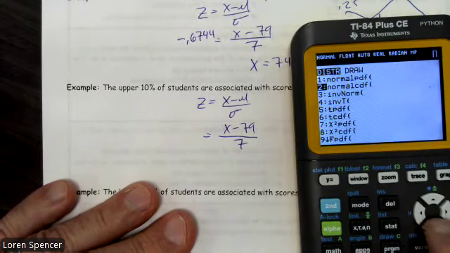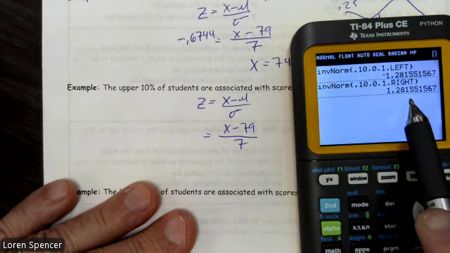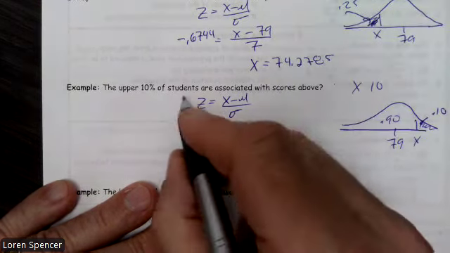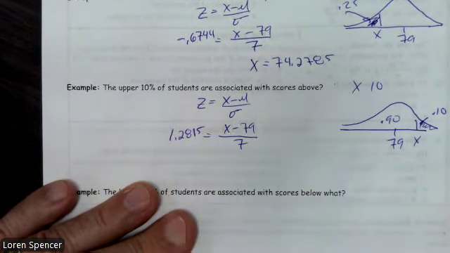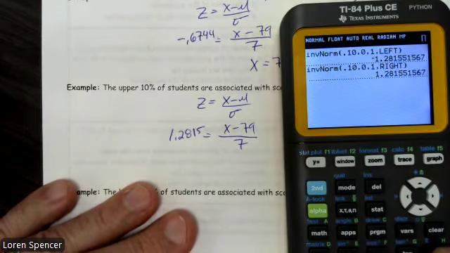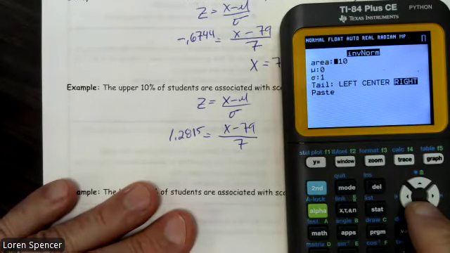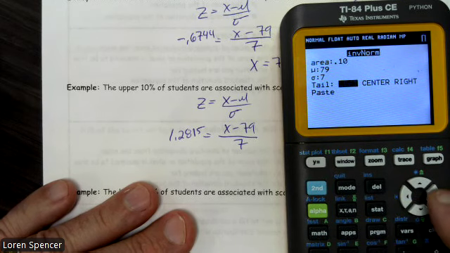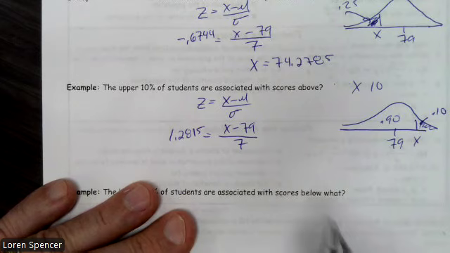And so second vars, inverse norm. And if I turn that into a right and keep the 10%, I get 1.2815, the positive value that I needed. Once again, I could have solved this by algebra, but I'm going to choose to let the calculator do the work. So second vars, inverse norm, and change that to 79, standard deviation to 7, keeping it right. And I end up with 87.9708.